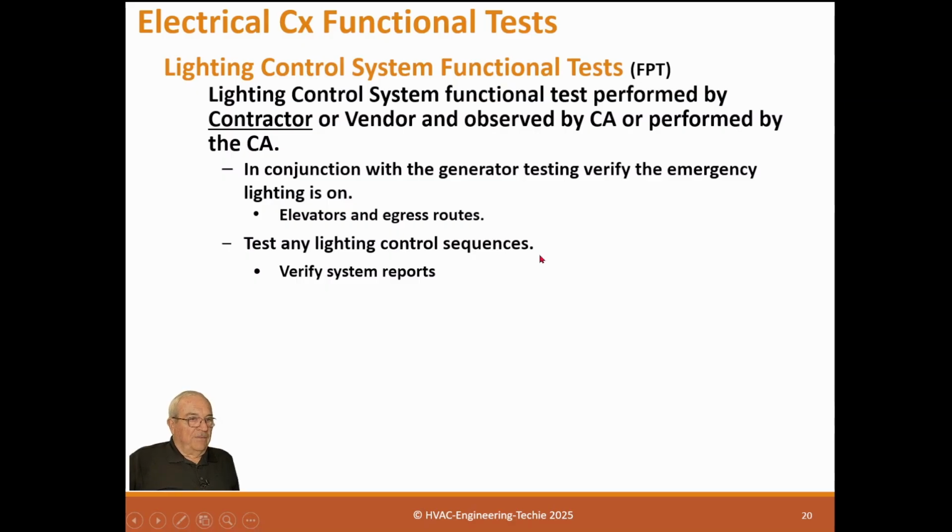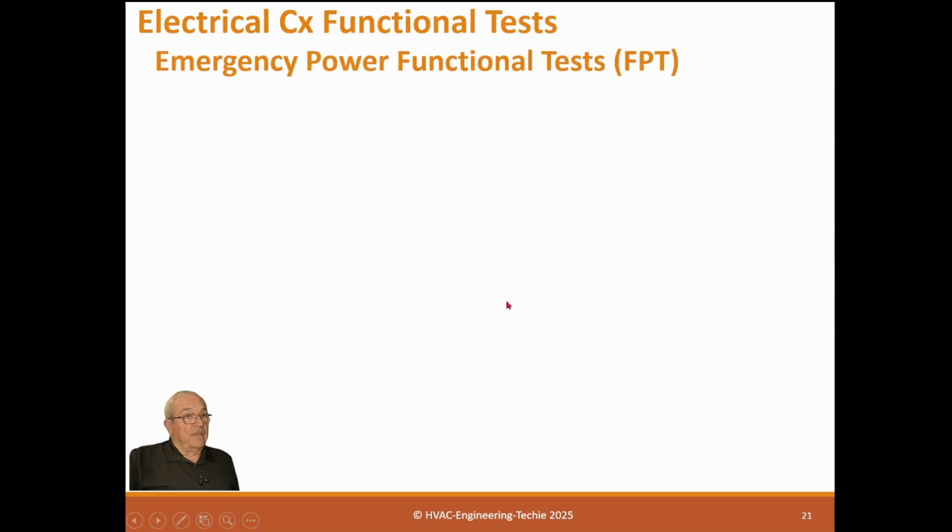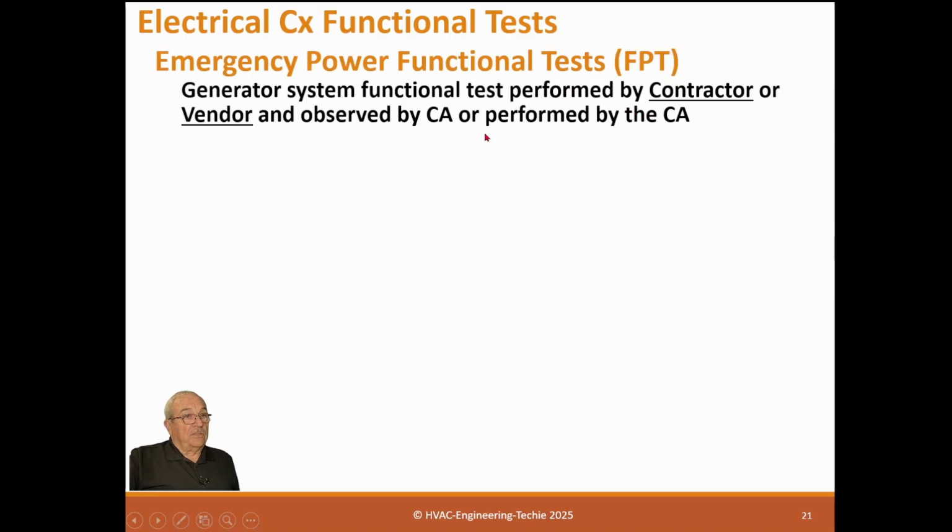Now, what sequences might they have? Well, from a security system, someone cards in at the front door and it turns the lights on in his office. Could be that kind of sequence, or at a certain time of day something happens, another time of day something else happens, like on and off control, occupancy control, all that stuff. You can verify through the lighting control system. Provide test scripts and test data for documentation. Emergency power functional tests. Generator set.